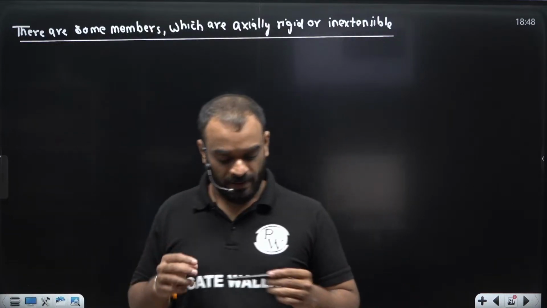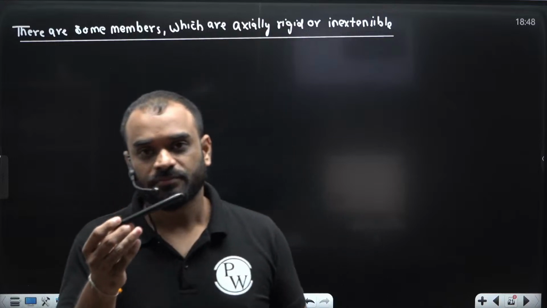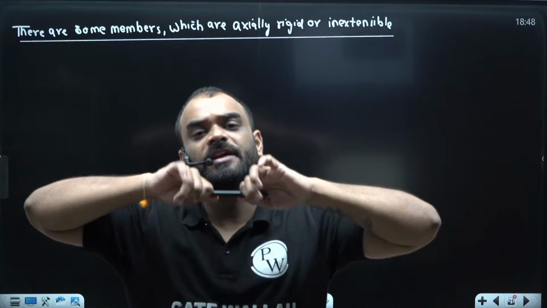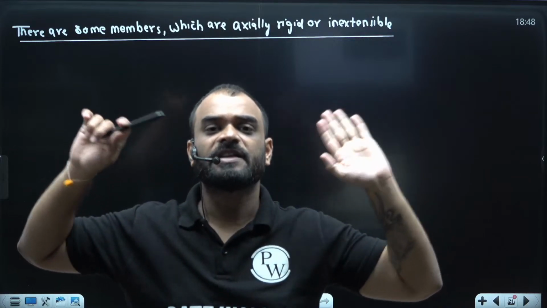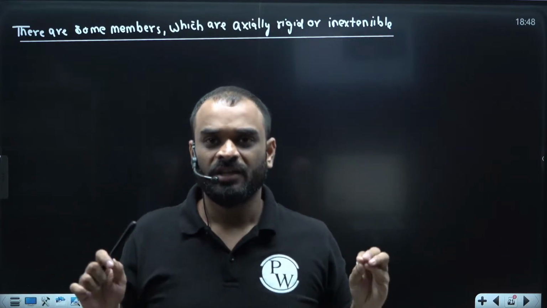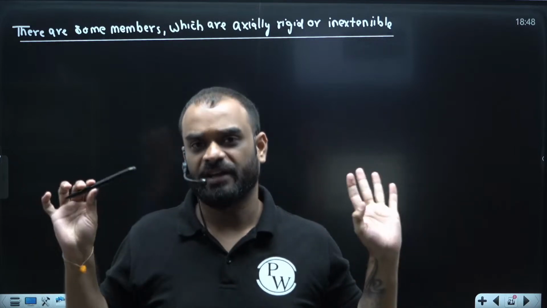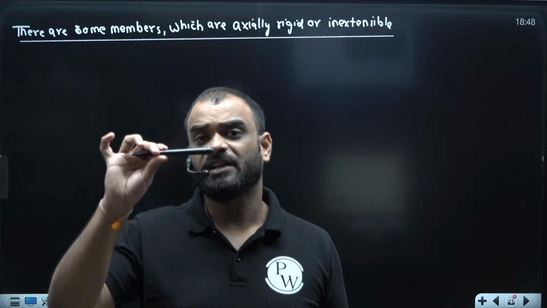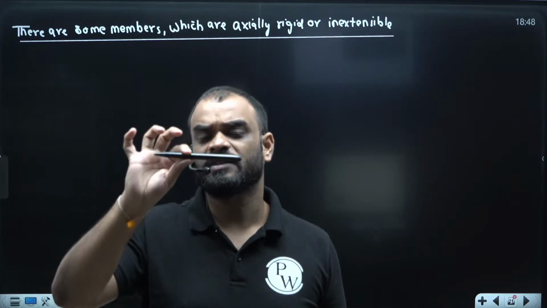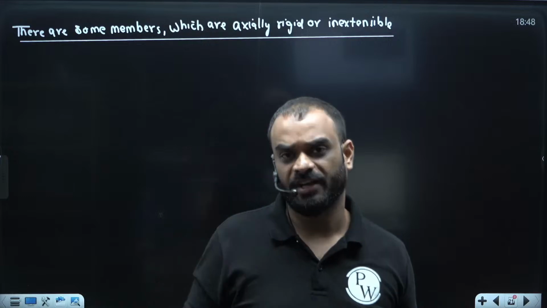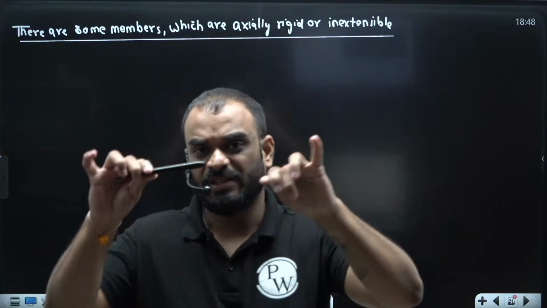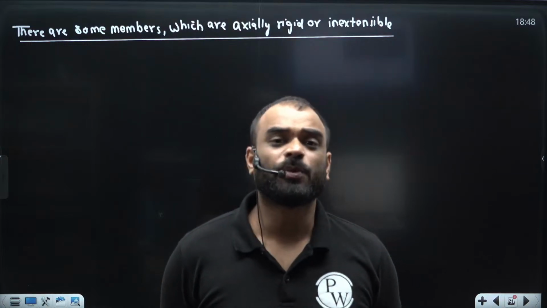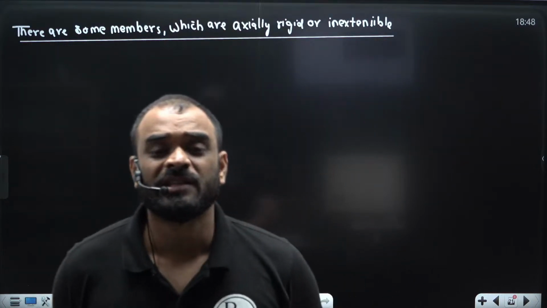That means, let us consider this is a member, and if I apply a force, then this particular member is not trying to deform in the horizontal direction. That means it is axially rigid. In the axial direction, it has infinite stiffness, and due to infinite axial stiffness, it will not try to deform in the axial or horizontal direction. So such displacement value is not possible, or such displacement value is 0.